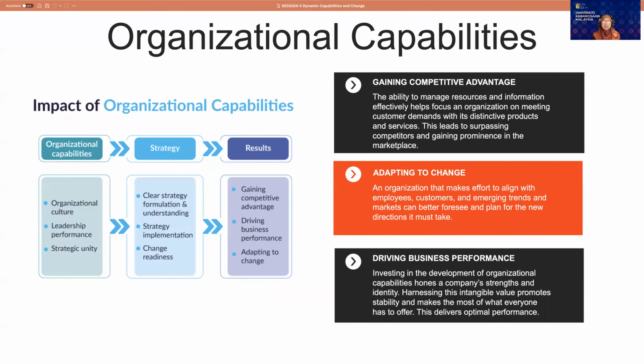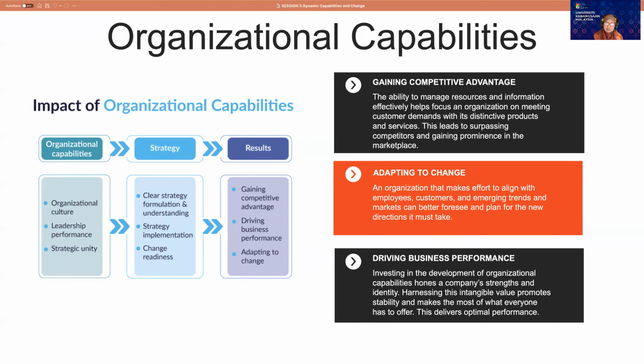We will look at the organizational capabilities in relation to change. What is the impact of organizational capabilities? Basically, organizational capabilities will lead to strategy, and strategy will lead to results. Organizational capability in the forms of organizational culture, leadership performance, and also strategic drive or strategic convergence of all the stakeholders in the organization would lead to strategy.